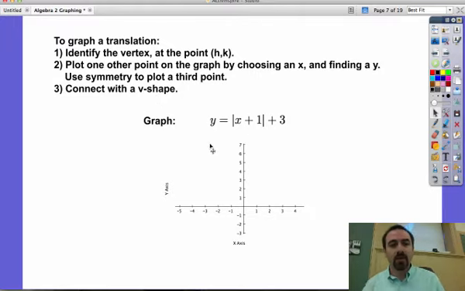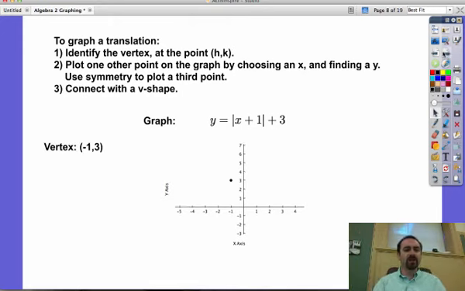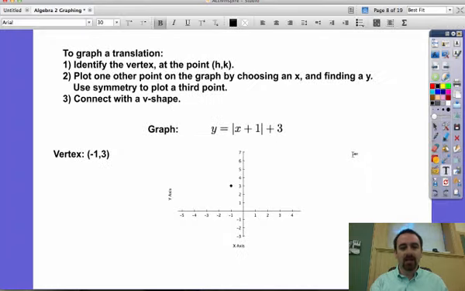Okay, let's do it. So here's the graph. We're going to graph the absolute value of x plus 1, plus 3. Here we go. First things first, we find the vertex at (-1, 3), because this is x minus h, and really this is like x minus a negative 1. That's what we're looking at. But minus a negative is the same as plusing a positive. Okay?